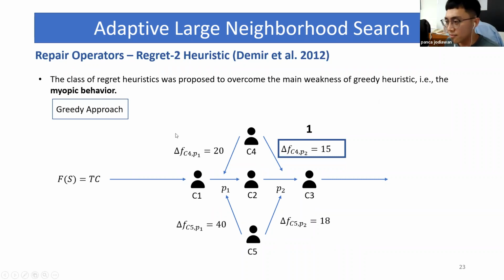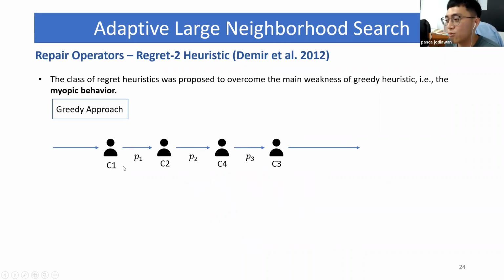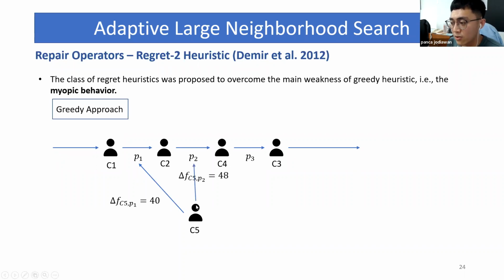And then now we have C1, C2, C4, and C3. Then we have P1, P2, and P3. We have 3 possible positions now, and the remaining customer to be inserted is C5. Let's consider this situation. This is an illustration of why the regret heuristic is proposed. When we try to insert C5 in P1, it results in 40. When we try to insert in P2, it results in 48, larger than 40. And when we try to insert in P3, it is also still larger than 40.